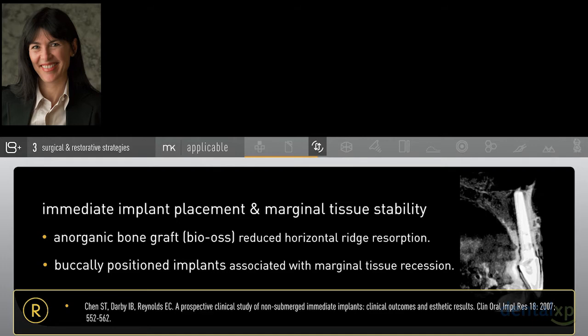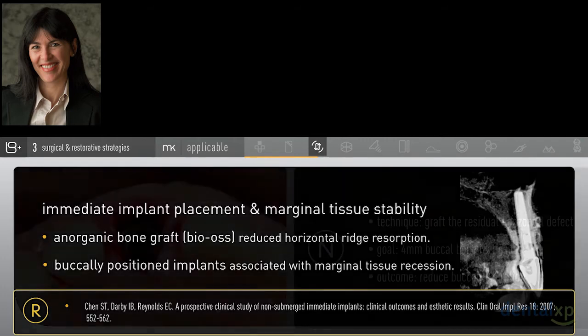And when I'm grafting those areas, I'm very deliberate about what products I'm using. If you look at this article, although it's quite a few years ago, what they looked at was the effect of using an anorganic bone graft material, and that was the product BioOs, in the residual defect. It's a structurally stable product, and we know that it's biologically integrated, but its role is really to help compensate for the fact that our very thin cortical bone plate on the facial is destined to resorb, even if we've done this in an incisionless technique.